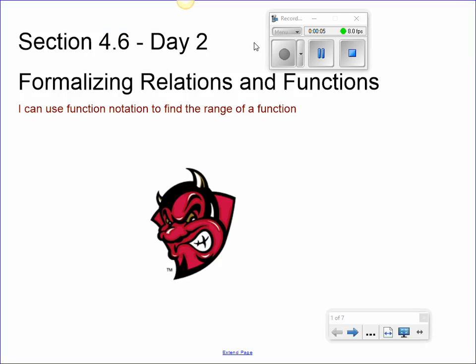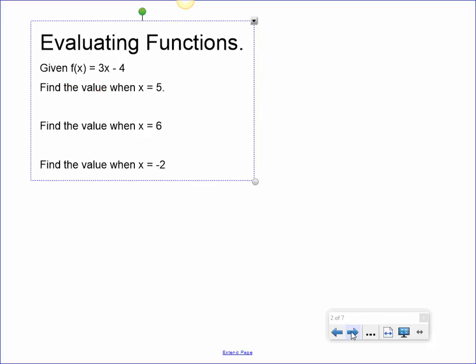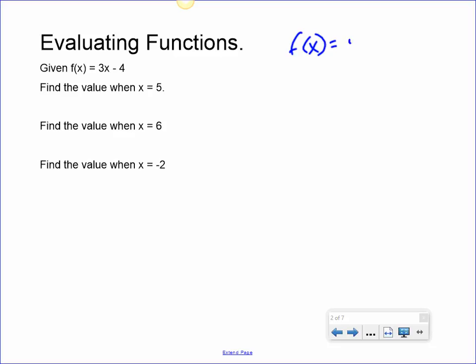Okay, today we're going to be looking at the second day of section 4.6. Hopefully you can say at the end of this that you can use the function notation to find range of a function. So what we'll be looking at today is function notation. If I write f of x is equal to 3x minus 4, what we should be thinking is f of x is equal to y, really. So this is really saying y equals 3x minus 4. It's just a different way to write it.